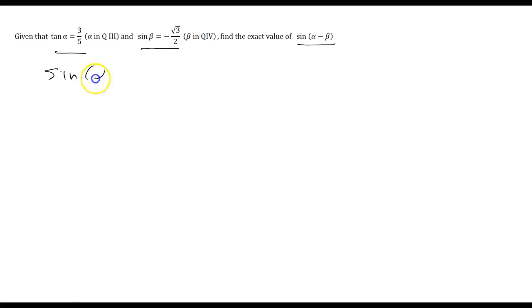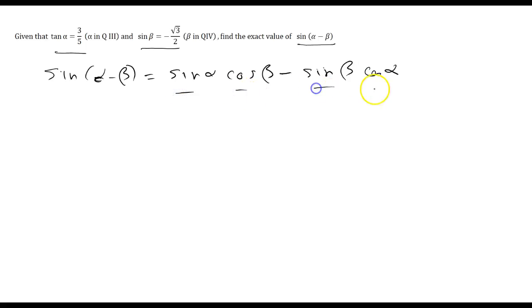Sine of alpha minus beta is sine alpha cosine beta minus sine beta cosine alpha. So essentially what we have to do, if we're not given these ratios here, is to find each of these four ratios and substitute in. Now we already know what sine beta is. It's given. It's simply negative root 3 over 2. But we have to use the other ratios, tangent and sine.